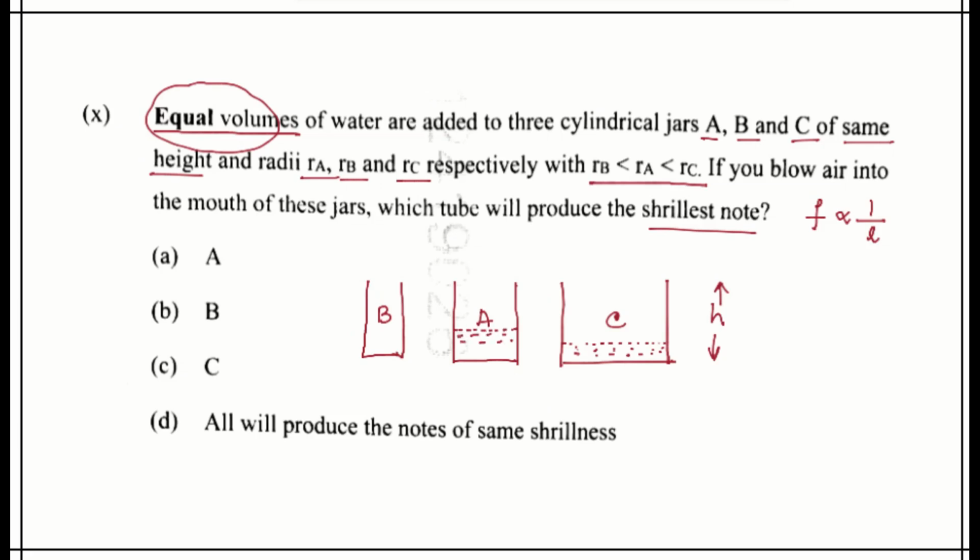so we will have less air column present above the liquid, and in the case of B, we get the maximum level of water and the lowest air column. As we know, frequency is inversely proportional to the length of the air column L present above the water. So in this case, B will have the greater shrillness, and option B will be the correct option.